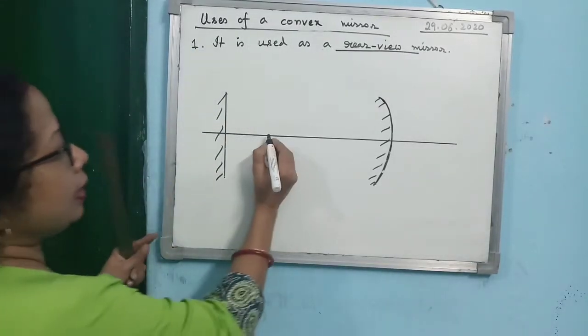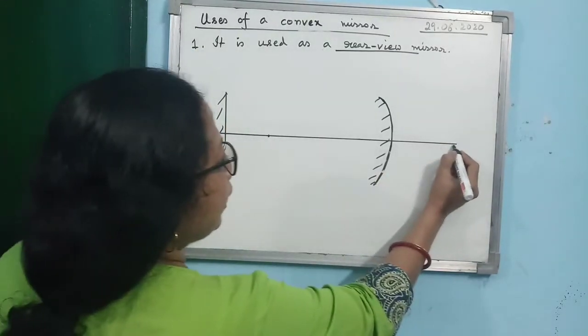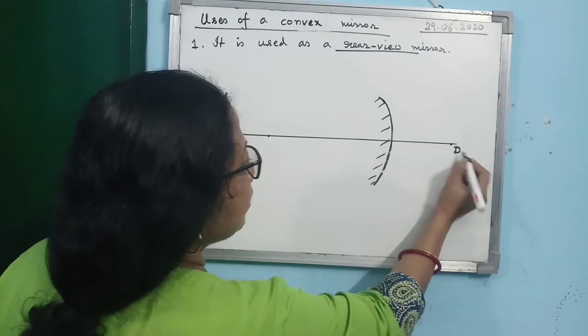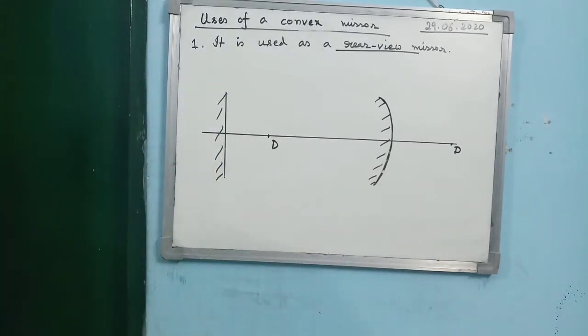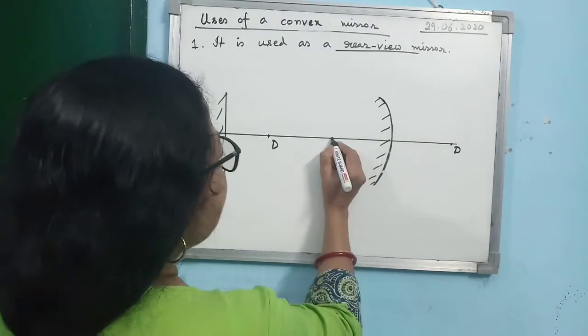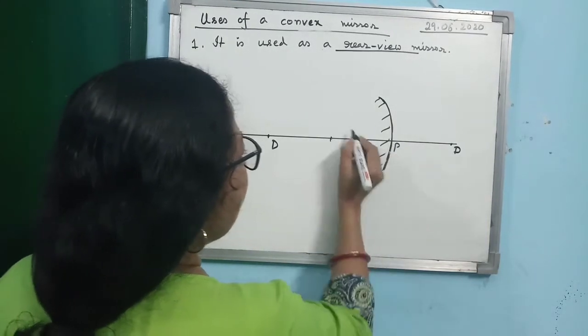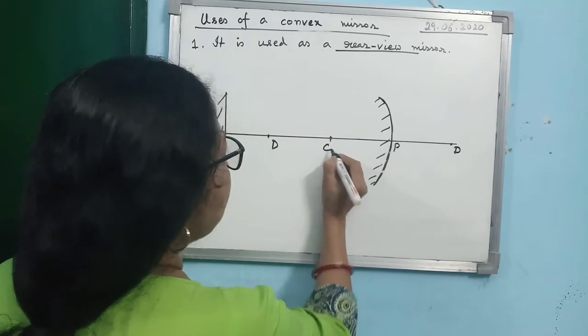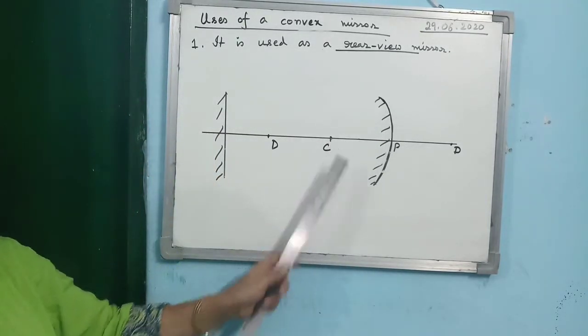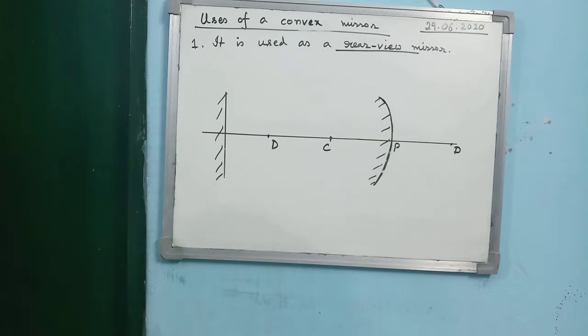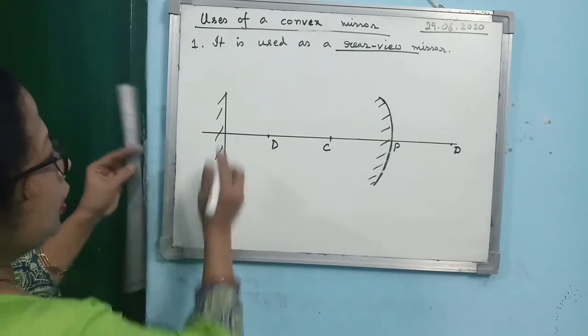Then you locate a point and name it as D. This is the driver's eye. And here you see this is the convex mirror. So PC is here, the center of curvature for the mirror, you locate. Is that clear? Now you see what to do.